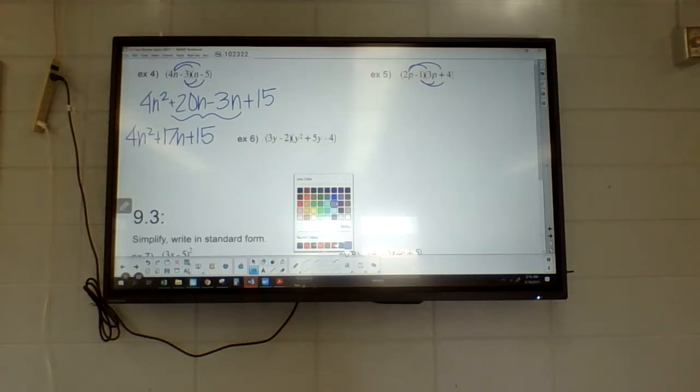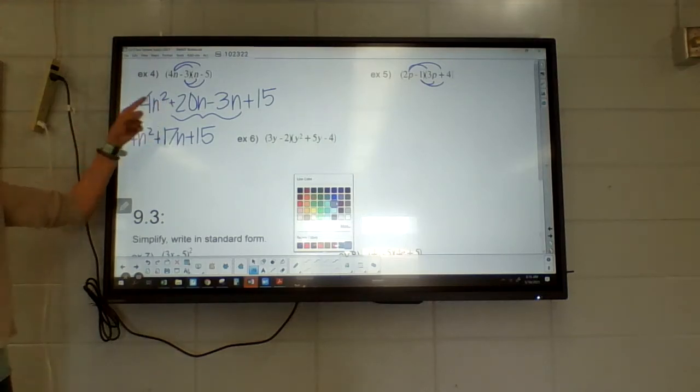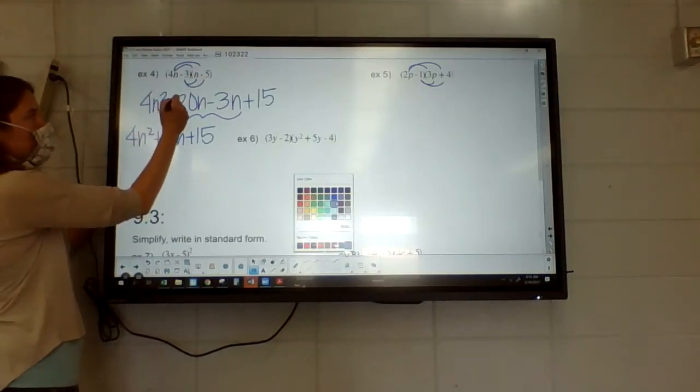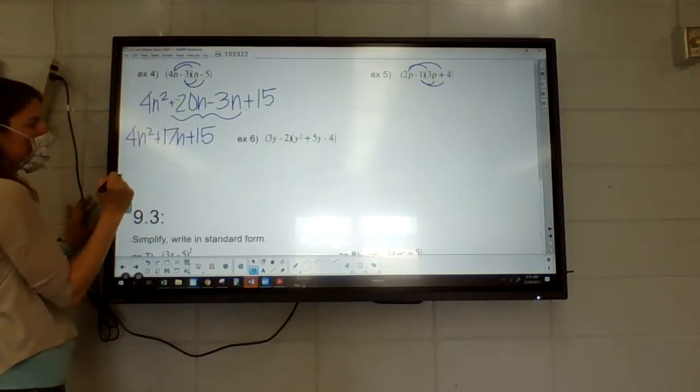You know, I wanted that to be negative, and then I changed my mind. Anyone else want to stop me on this one? I made that negative to start, and then I changed my mind. 4 times a negative 5, so this would be a negative 20.